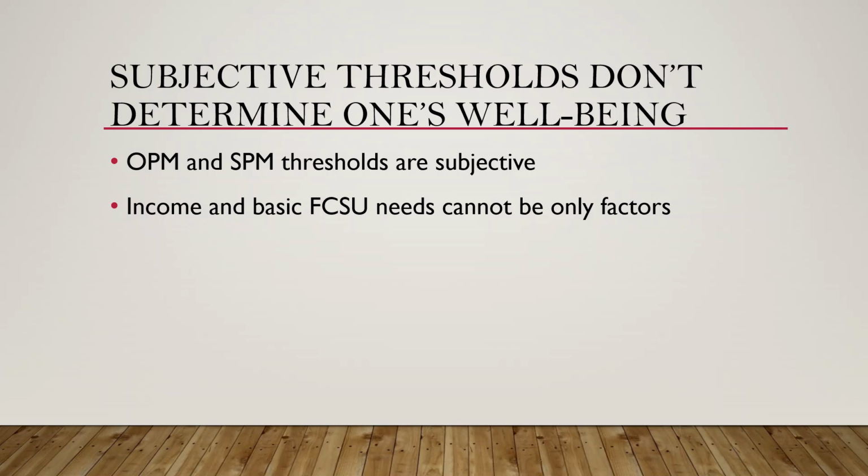Both the OPM and the SPM quantitatively set a threshold that determines whether a household or an individual is impoverished. Because this threshold is subjective, income or basic FCSU needs cannot be the only factors that determine if one is poor. We believe a better way to determine one's well-being is what philosopher Martha Nussbaum describes as capabilities and functionings.